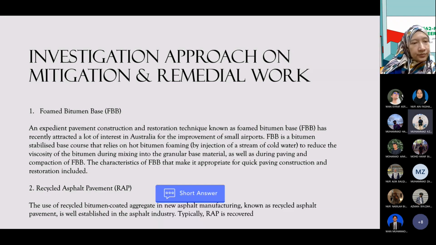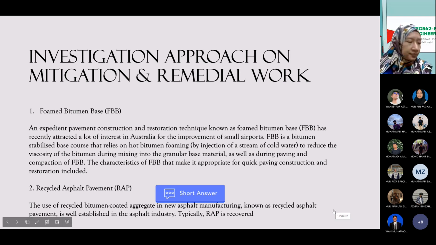So next slide. For instrumentation, lastly lesson learned. Okay, which group mate?